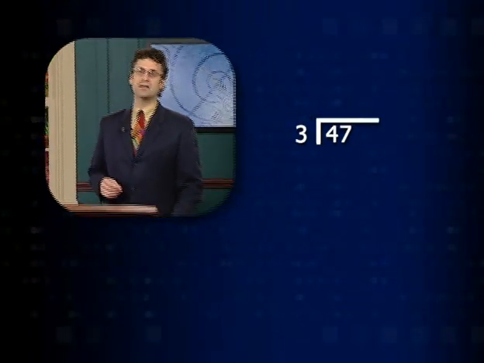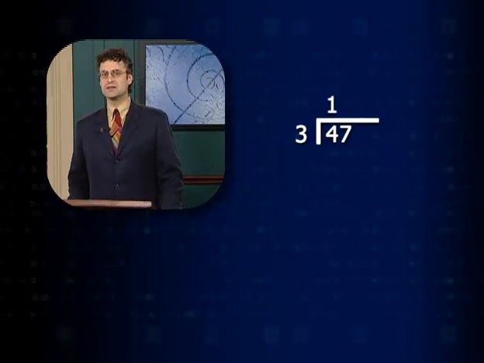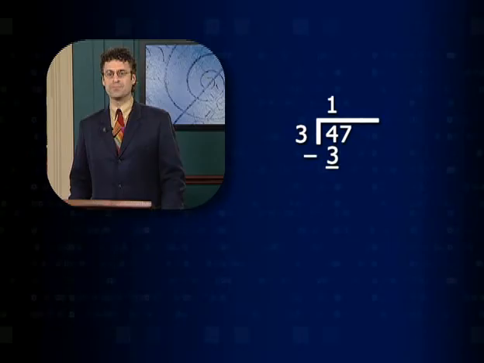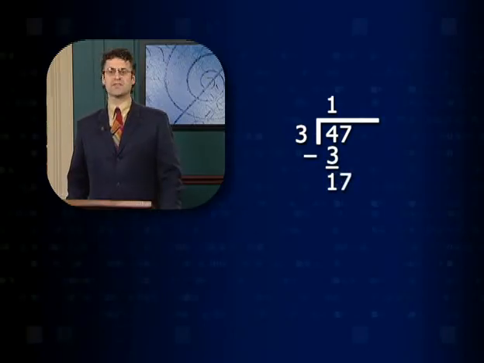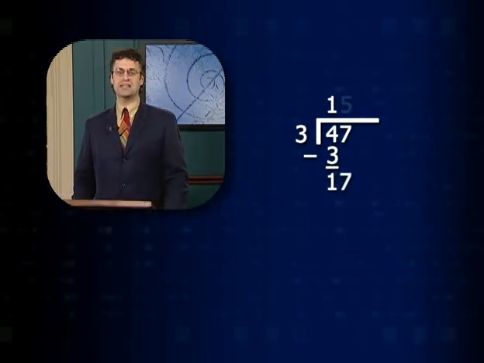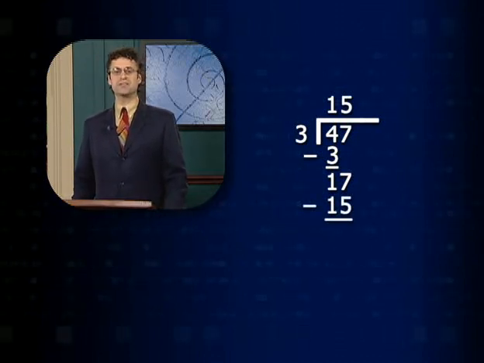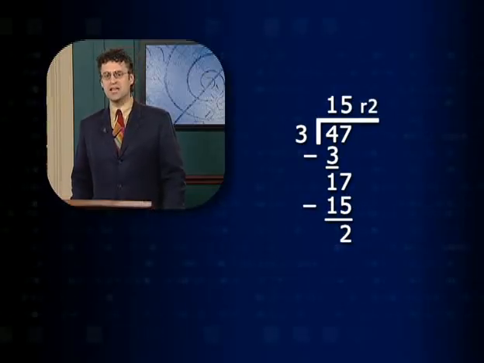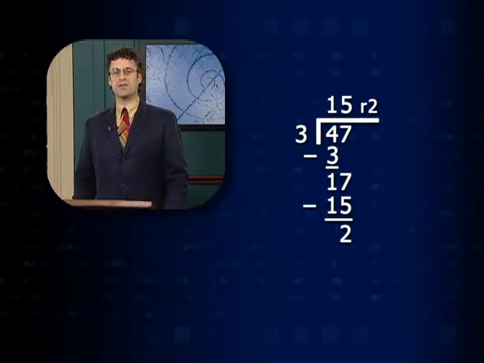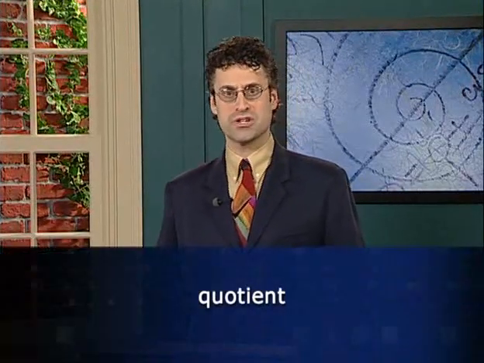If we divide 47 by 3, we first notice that 3 goes into 4 once, 1 times 3 is 3, and 4 minus 3 is 1. We have that number 7, so we bring down the 7, and we see that 3 goes into 17 5 times. 5 times 3 is 15, and when we subtract 15 from 17, we see 2. 2 is actually smaller than 3, so the process stops, and thus we conclude that 47 divided by 3 equals 15 with a remainder of 2. Now, the number 15 is called the quotient.